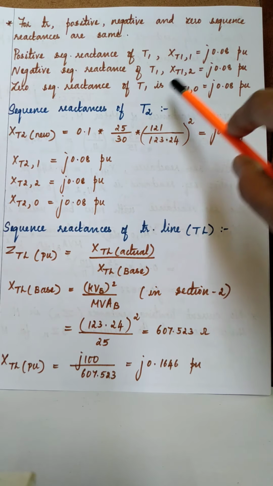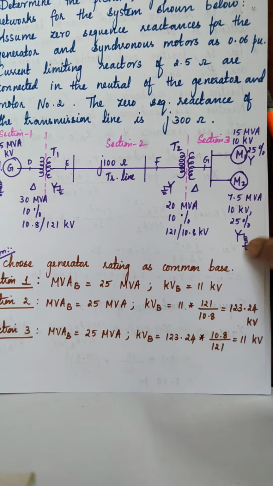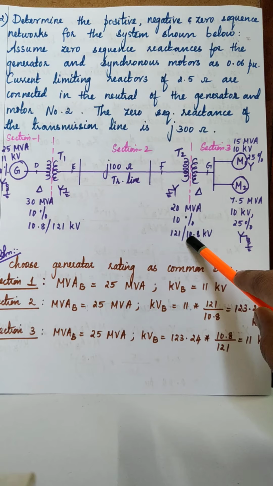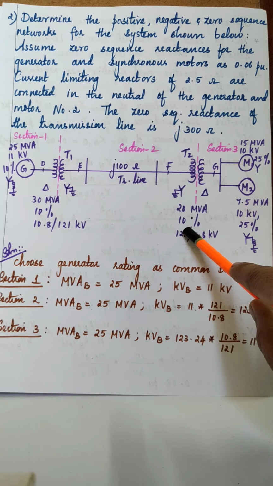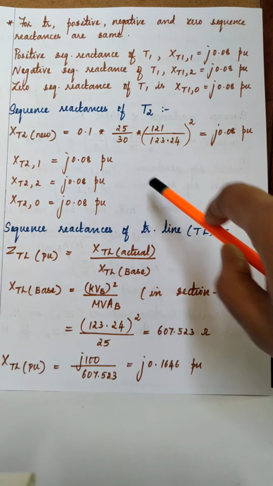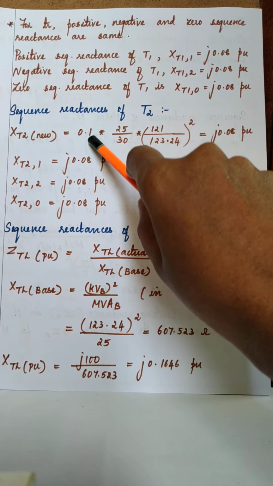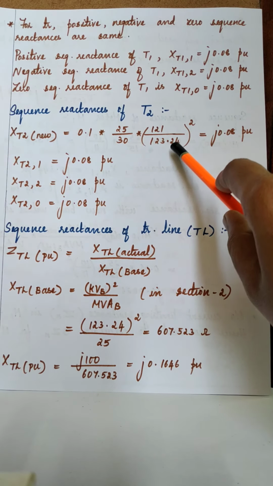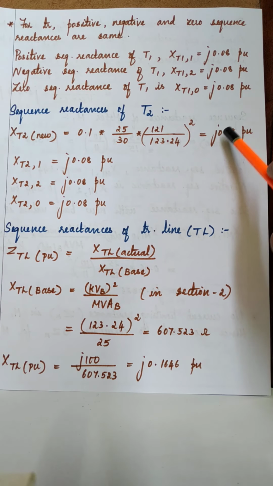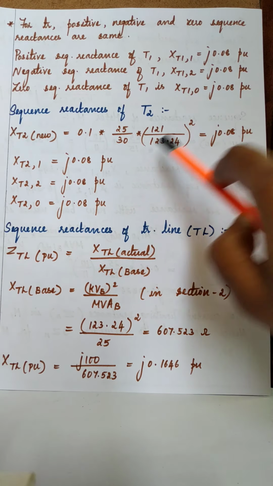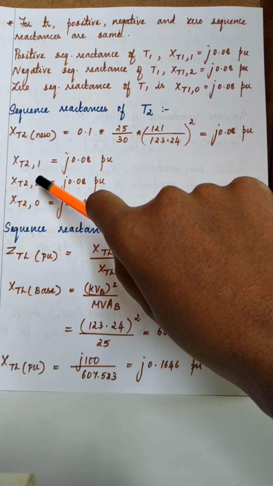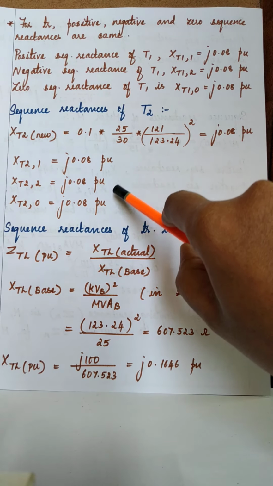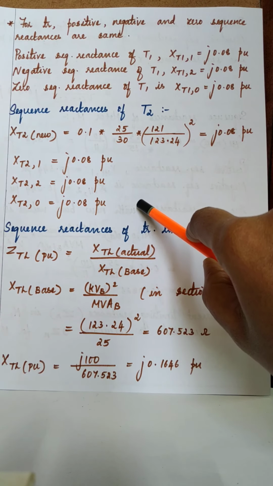So coming to transformer T2, the specification of transformer T2 is the same as that of T1. So even if you calculate XT2 new, you will get j0.08 only. So XT2 new is equal to 0.1 into 25 by 30 into 121 by 123.24 the whole squared. You will get j0.08 per unit. So now the positive, negative and zero sequence reactances of transformer T2 are j0.08 per unit.